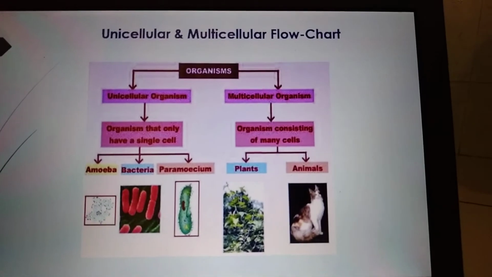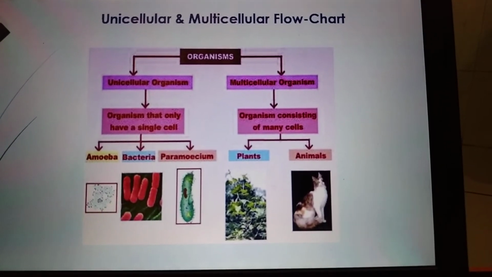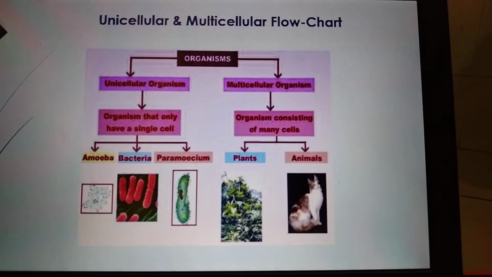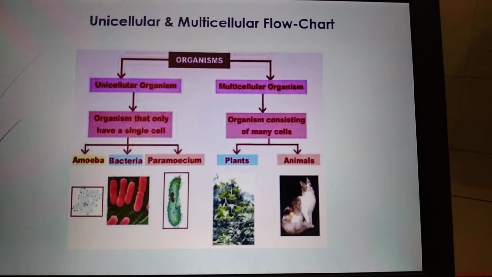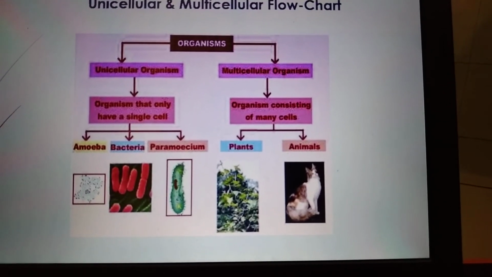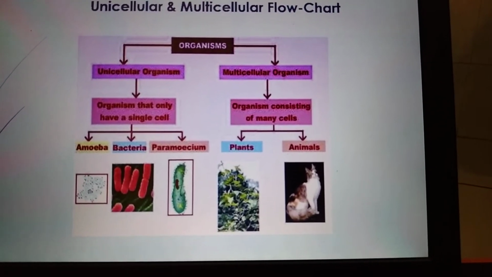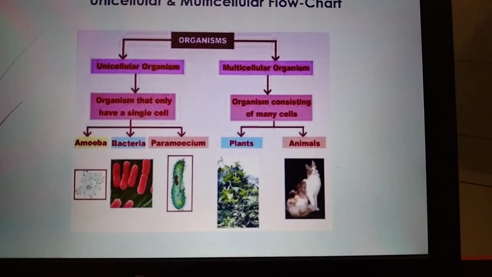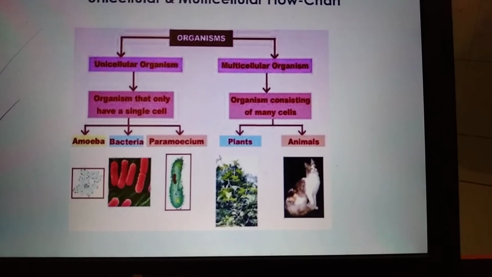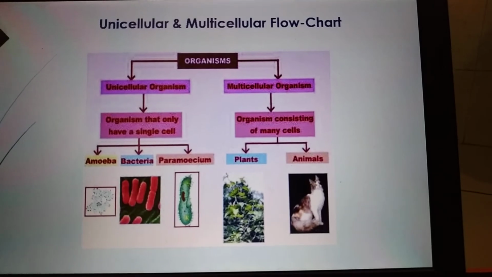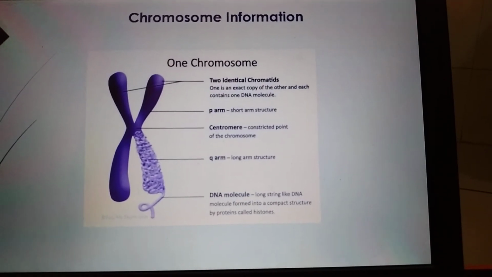Then this is the diagram for the unicellular and multicellular flow chart, where organisms are divided into uni and multi. Uni is single, multi is many. So for unicellular the examples are amoeba, bacteria and paramecium, and for multicellular there are the animals and plants. Then the most important diagram, that is a chromosome.